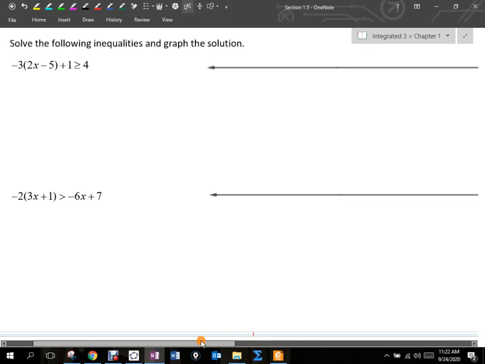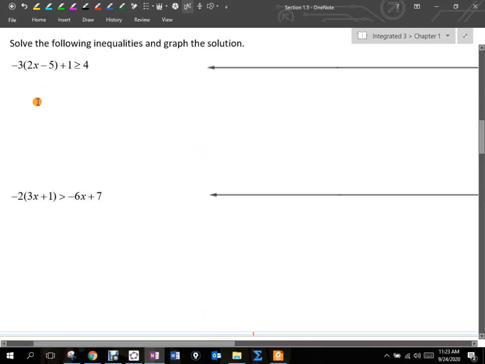All right, so let's do this example. Okay, so solve the following inequalities and graph the solution. So the idea is because we're solving essentially a linear inequality, we're solving just like a linear equation. All the equations that we've come across in the past, all the varying types, structures, all the order of operations that have been involved in those are going to be seen here. Okay, so we've seen some like this in the past.